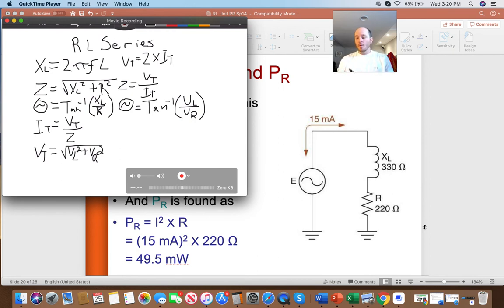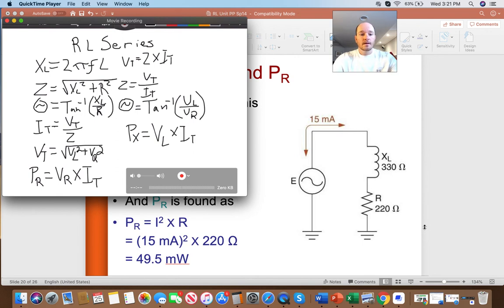So, a way to get your power across your resistor is you take the voltage across your resistor times IT. I think that is the most clear-cut way to do this. Then the power across your reactive component: the voltage across, in this case, X of L, or just L, the voltage across your inductor times IT will give you that.